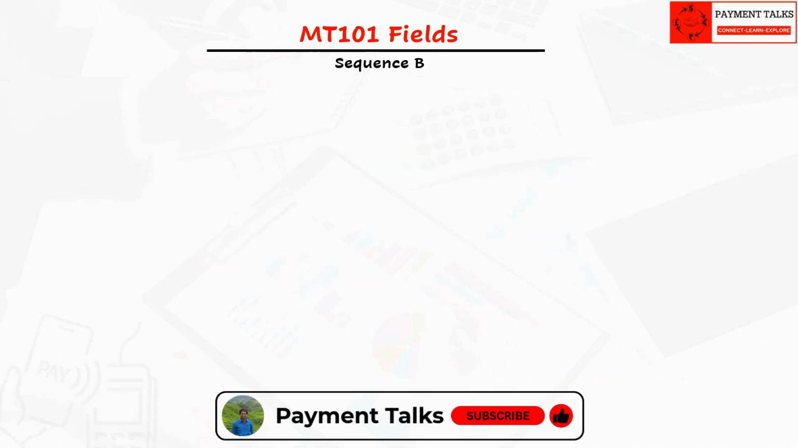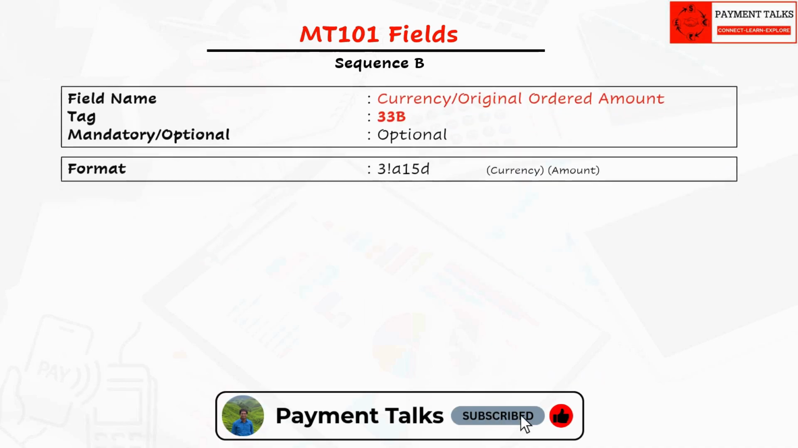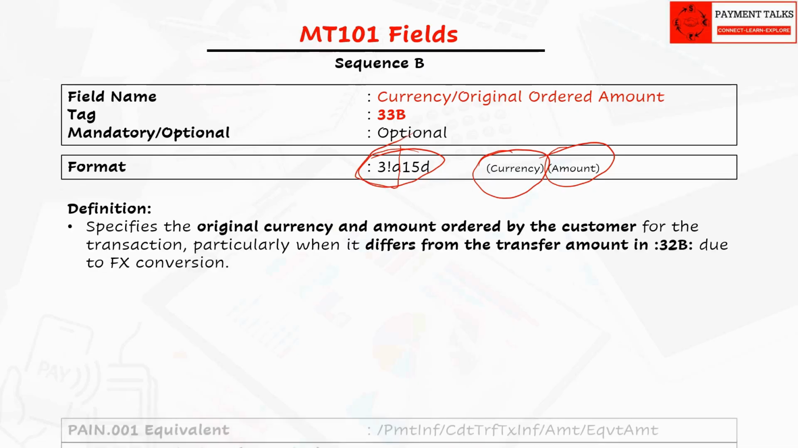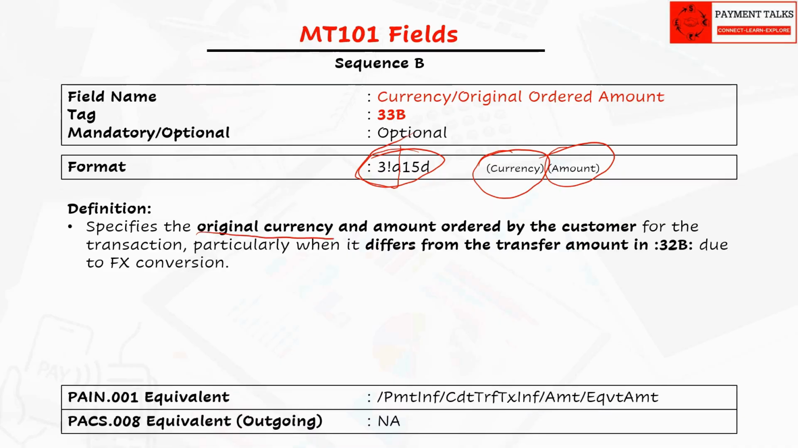The next field is currency and original ordered amount, tag 33B. This is an optional field. The format is currency and amount format as shown here. This field specifies the original currency and amount ordered by the customer for the transaction, particularly when it differs from the transfer amount in 32B due to FX conversion.